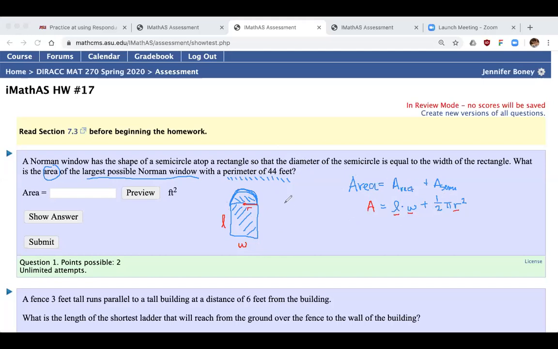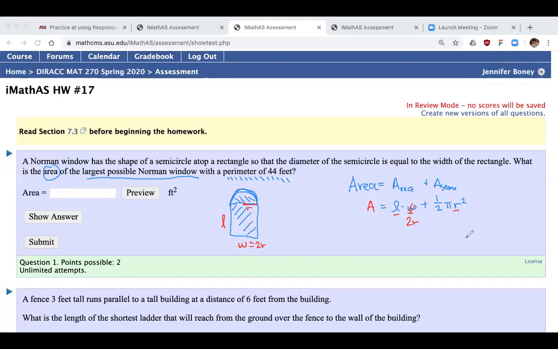In terms of, should I use R's or should I use W's? Doesn't matter. You can do it either way. So I'm just going to use R's because that way I can just leave this 1/2 pi r squared alone. And then W would be the same as the diameter, 2r, right? So instead of writing W here, I can write 2r. It would be just as valid to leave this as W and call this 1/2 W quantity squared. That would be just as good. There's many different ways you can do this.